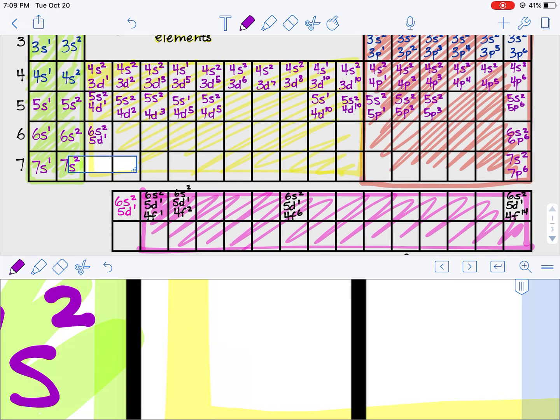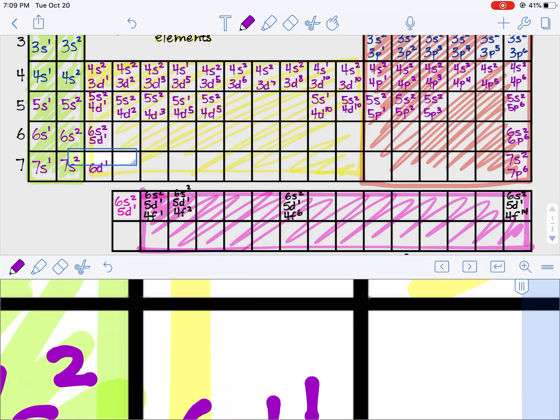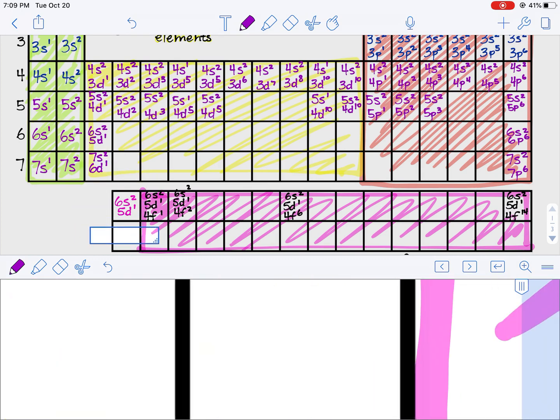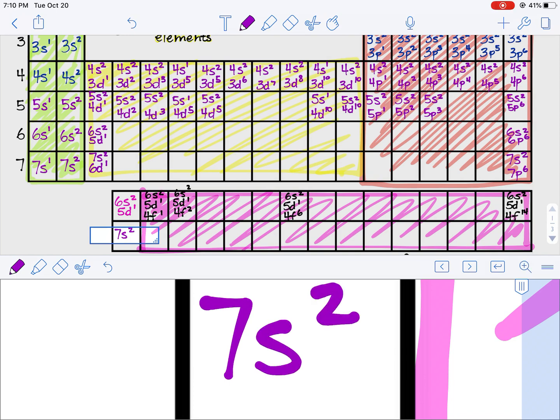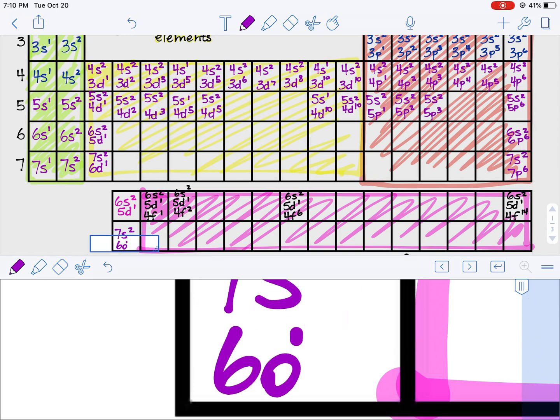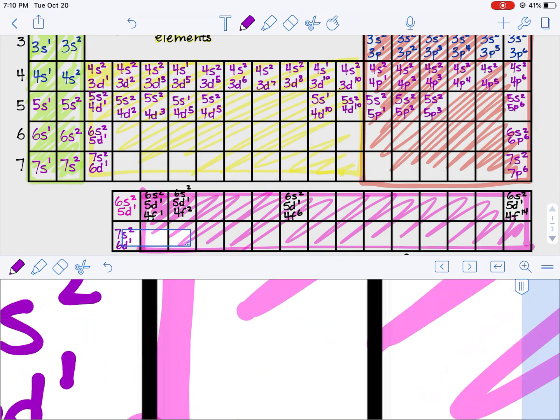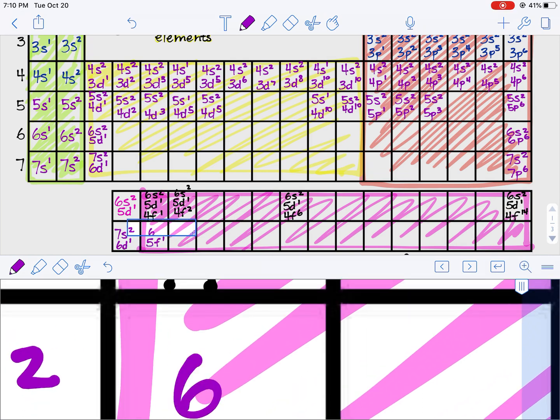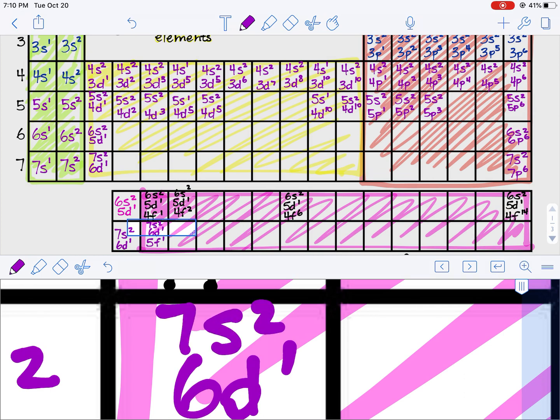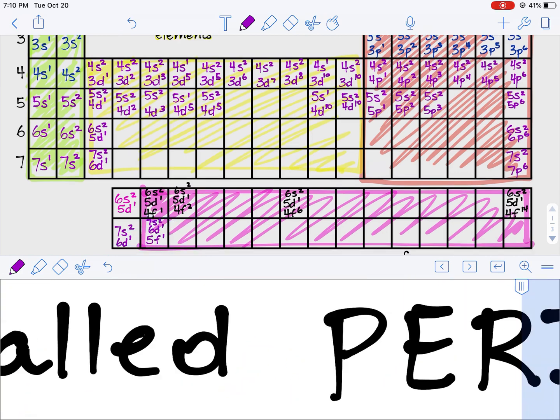After 7s2, that box's pattern is going to say 6d1. That's technically not the valence shell. That's 7s2. This information gets translated down here: 7s2, 6d1. And then our first electron can go into the 5f1, but not until it's been placed in the 6d and the 2 electrons have been placed in the 7s. And so on down the row.